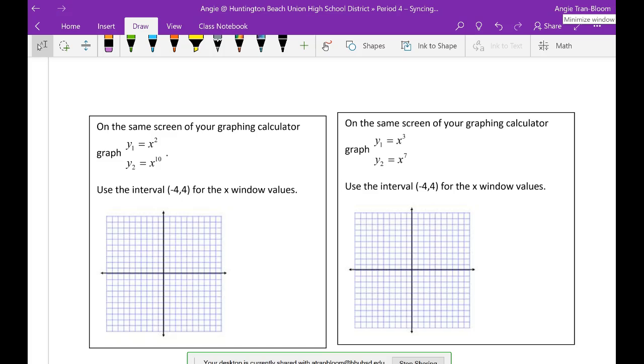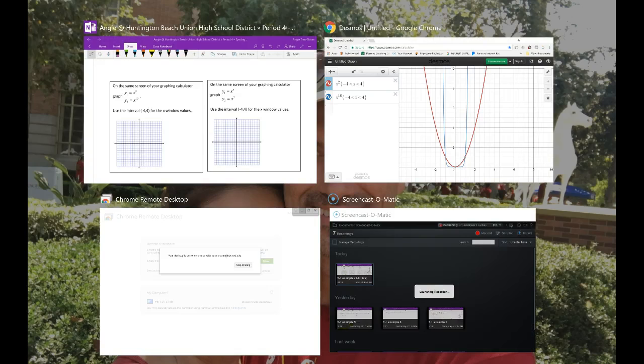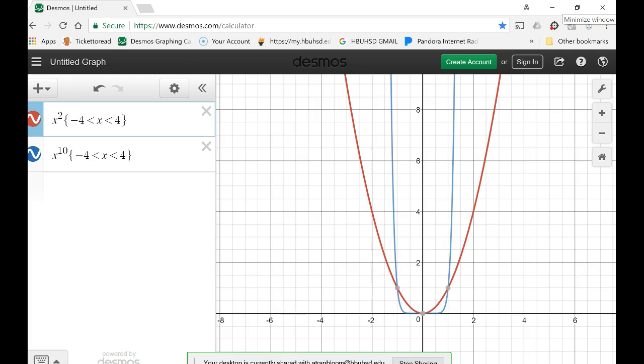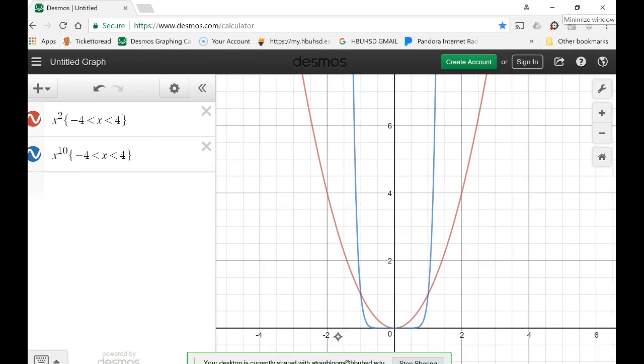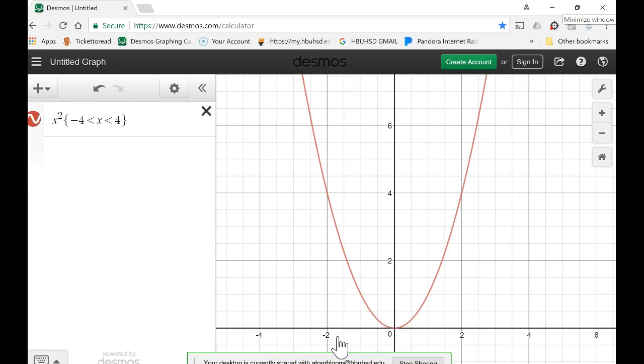Okay, so we should all have something graphed already on the even ones. As I was walking around, most of us have this, right? Which one is the flatter one, the x to the 10th or x squared? Actually, look how flat this is. It's really close to the x-axis. And I believe it's the same thing for x to the 3rd, right?